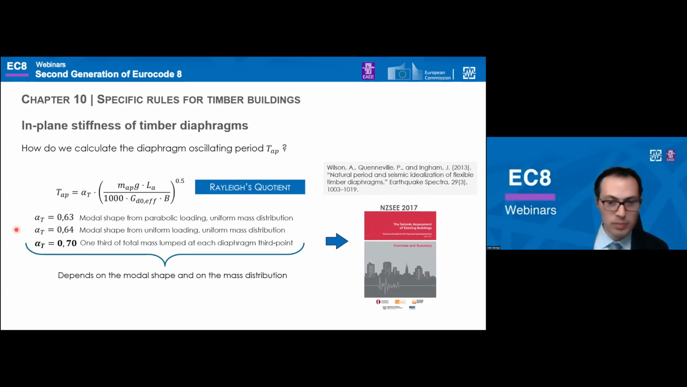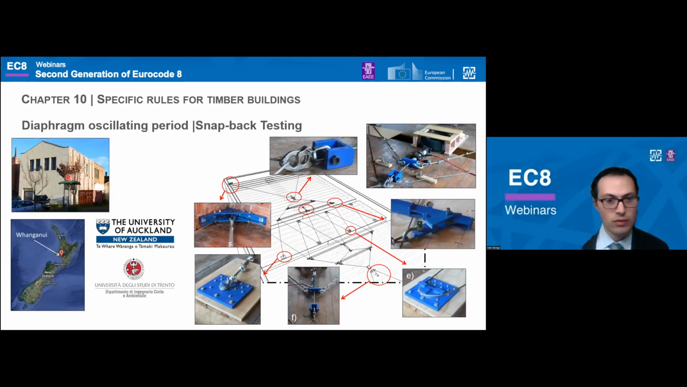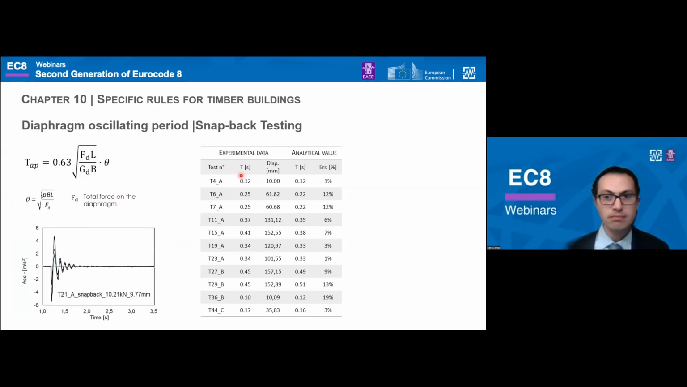So then the follow-up question is, is such a theoretical value realistic? And to find out, there was some testing done in collaboration with the University of Auckland, and testing was performed in New Zealand, in Wanganui, in a century-old building. And the photos here on the right show the testing setup. It is made of steel pulleys and wire ropes, and that was developed to carry out the snapback tests.